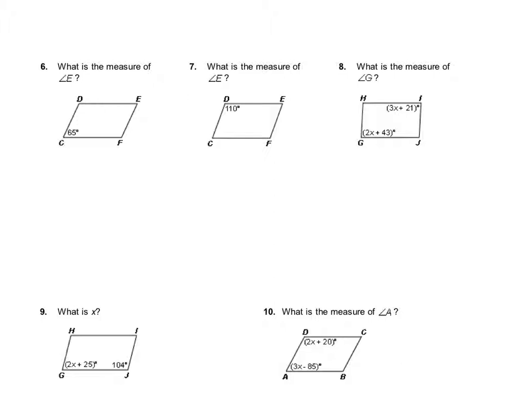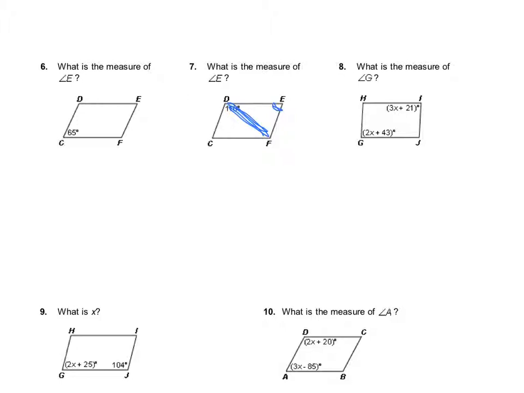Number 7 says, what is the measure of angle E? Angle E is here. Well, you've got to decide, are these angles opposite of each other or are they consecutive? So since they're next to each other, that means they're consecutive. Opposite would mean they would be across from each other, and they're not.